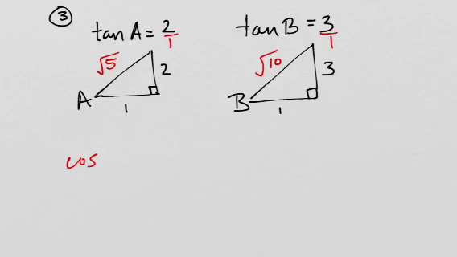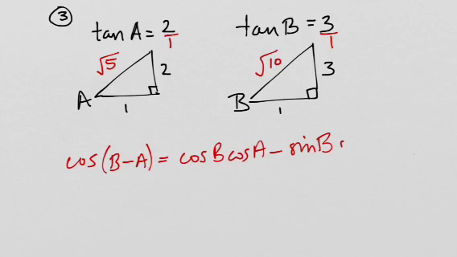Now we've got a formula which says cos(B minus A) is cos B cos A minus sin B sin A. Cos B we can get from this triangle, cos A we can get from this triangle, sin B we can get from this triangle, sin A we can get from this triangle. So substituting these fractions in and doing a bit of fraction work will give you your final answer.